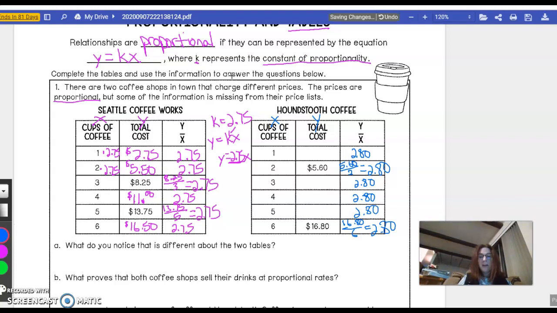So again, if our k is 2.80, that just means that's a number we're multiplying by our x values. These are x values, so we just go times 2.80. And for 1 cup of coffee, it's $2.80. Jump down here to 3. Times 3 is going to be $8.40, and you can just plug that into a calculator. 4 times $2.80 is $11.20. And 5 times that number is 14.